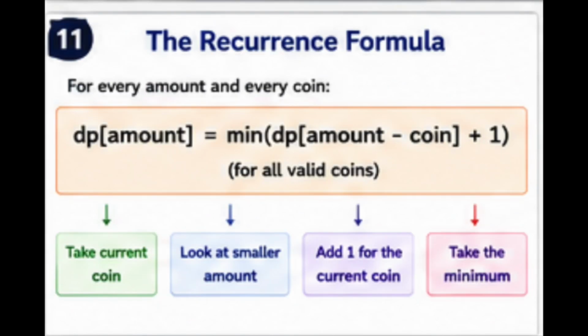Now that we understand the logic, we can write the recurrence relation. For every coin, we subtract that coin from our current amount. We look at the minimum number of coins needed for the remaining amount and then we add 1 because we are using the current coin. Since we want the smallest number of coins, we take the minimum. So our formula becomes dp of amount is equal to minimum of dp of amount minus coin, plus 1. This formula is much easier to understand now because we derived it logically. We are not memorizing it.